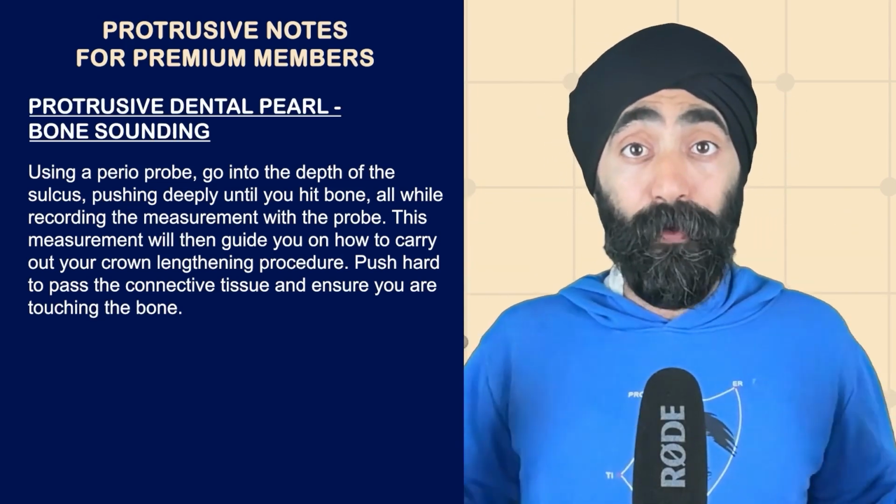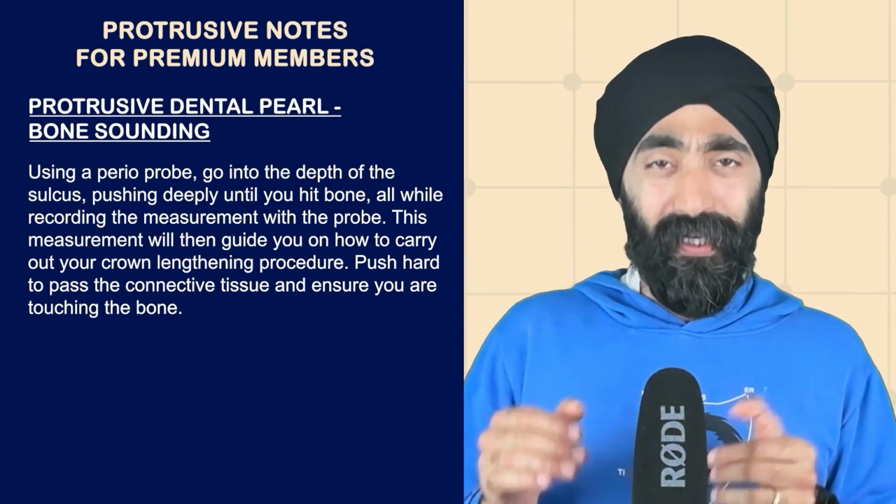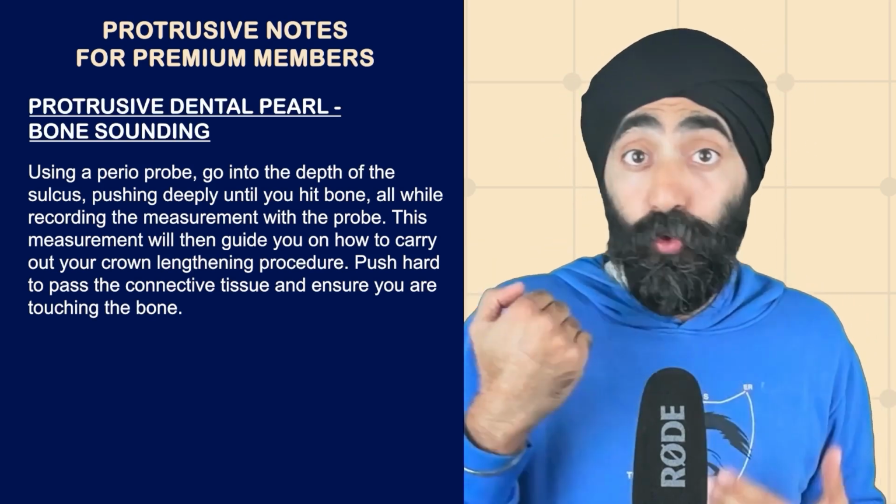Actually, bone sounding can happen around any tooth. You want to figure out where that bone is relative to the gingival margin. And don't worry if it's not quite making sense why you do this. That's all to come later in this episode.